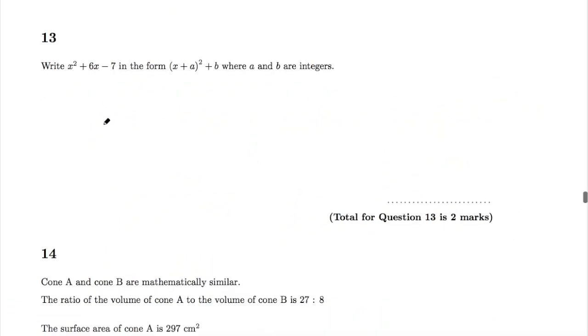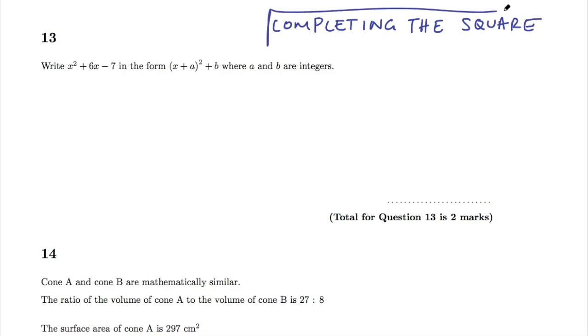Question 13 says write x squared plus 6x minus 7 in the form (x plus a) squared plus b, where a and b are integers. If you didn't know where to start on this question, then look up completing the square, as this is what is known as completing the square, getting equations into this form. So if you weren't sure about this question, make sure you do some research on that topic, completing the square.